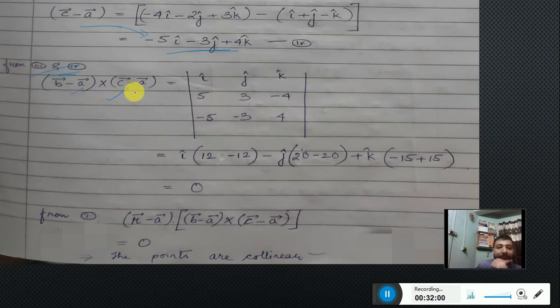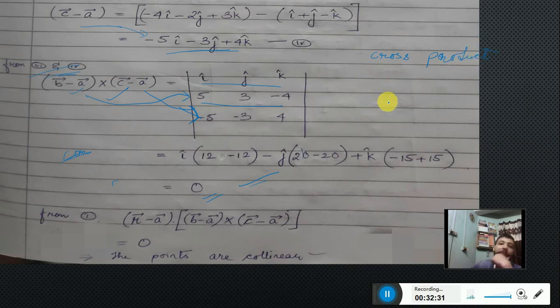If I have two vectors like this, I just take i, j, k, and the direction ratio of the first vector here, direction ratio of the second vector here. Now you solve it, and then it equals 0. That means the cross product is 0.